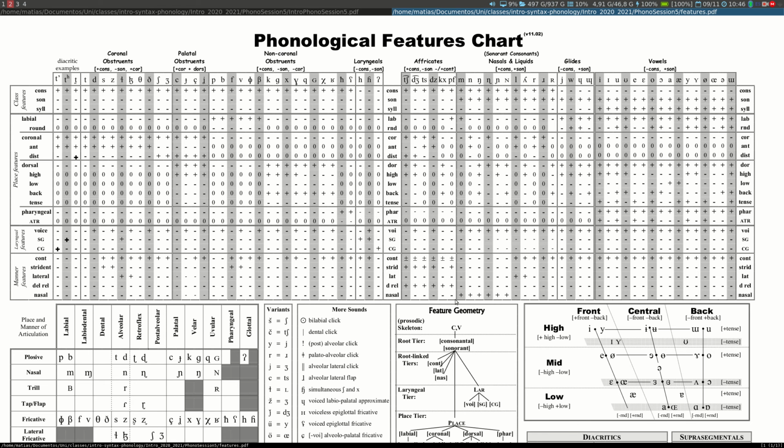This is an attempt at building a feature chart with which you can contrast most common segments in the world's languages. But that doesn't mean that this is necessarily a good table for any individual language. So this you can think of as a sort of template which you can use to start from once you're doing the analysis of some language.